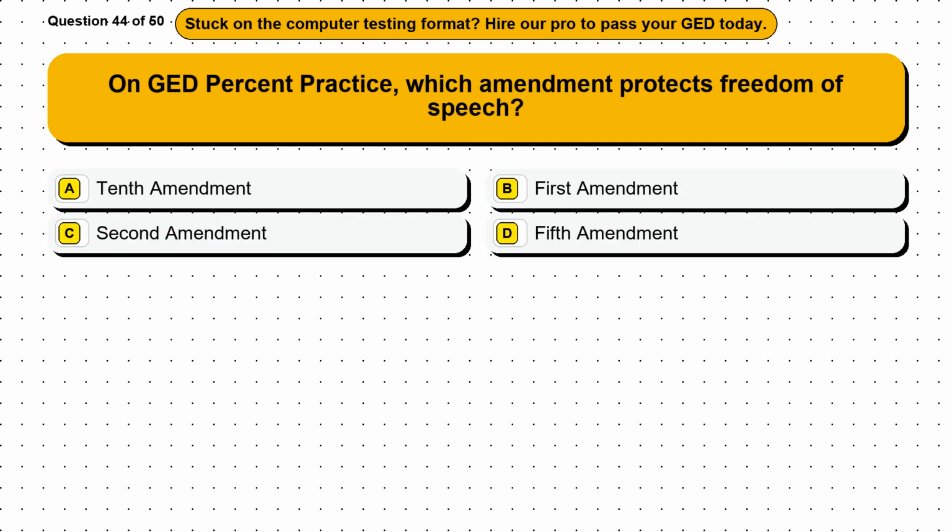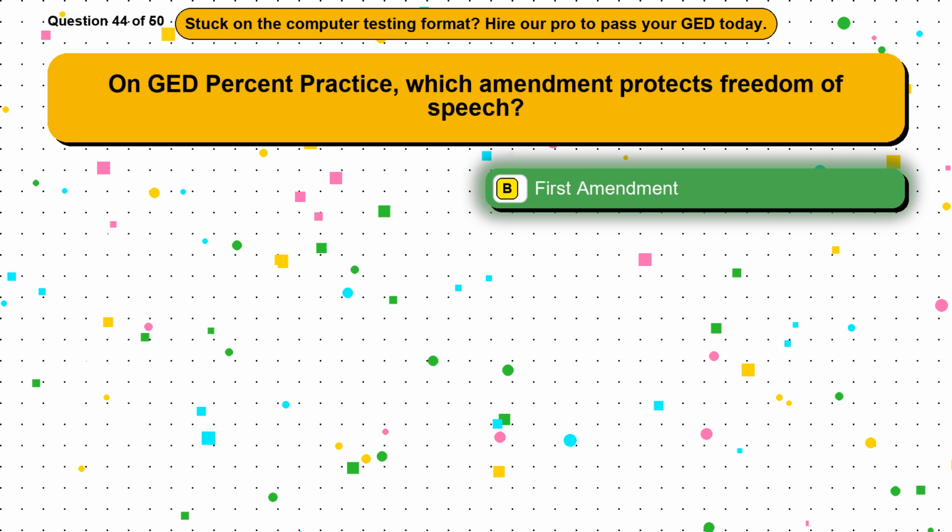Question 44. On GED percent practice, which amendment protects freedom of speech? Option A, 10th Amendment. Option B, First Amendment. Option C, Second Amendment. Option D, Fifth Amendment. The correct answer is option B, First Amendment.